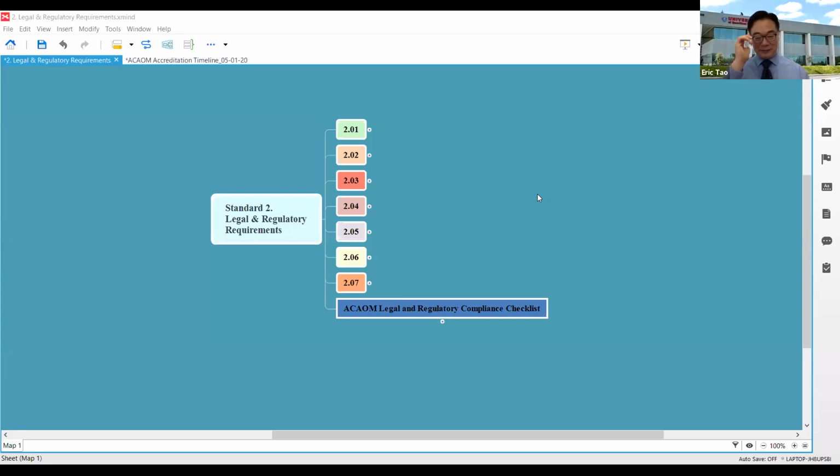Okay, so I'm going to spend about 6 minutes talking about Standard 2, legal and regulatory requirements. And under Standard 2, there are 7 criteria.